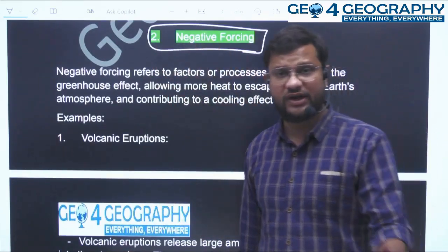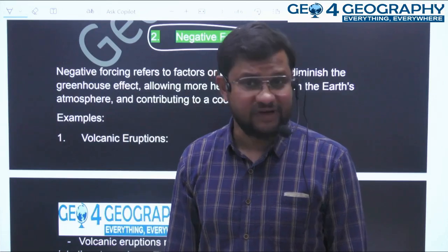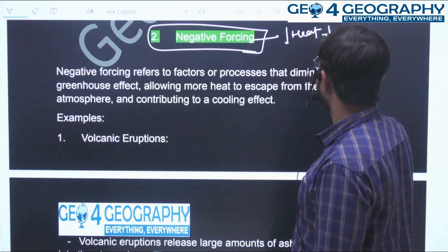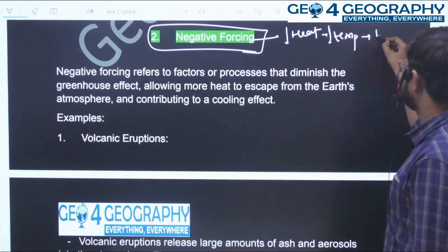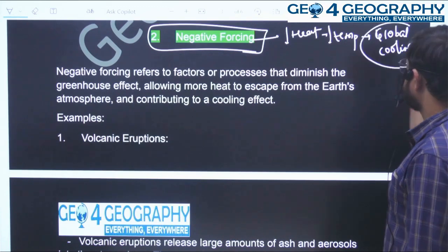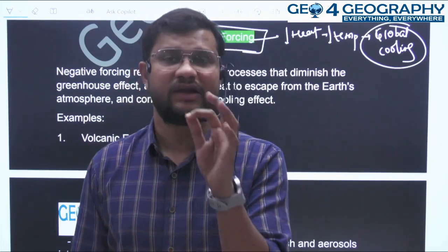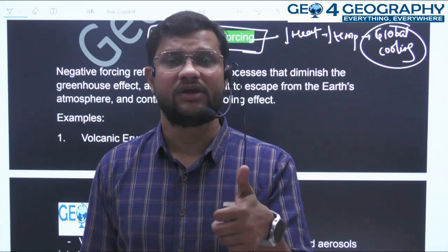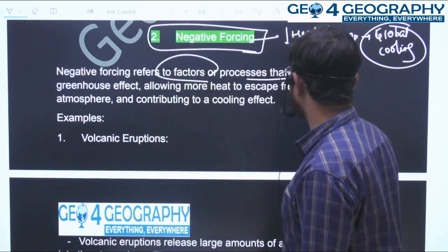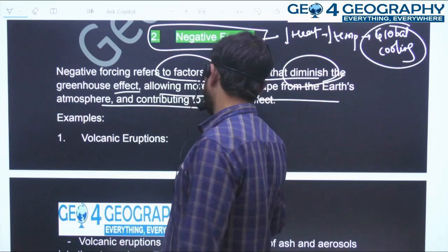As positive forcing leads to rise in temperature and global warming, negative forcing is exactly opposite to it. What does that mean then? It means here the energy content is reduced, that leads to reduction in temperature, that leads to global cooling. So if factors are responsible for the global cooling phenomena, or ice age phenomena, that is simply the negative forcing phenomena itself. See, negative forcing refers to factors or processes that diminish the greenhouse effect, allowing more heat to escape from the Earth's atmosphere and contributing to the cooling effect.